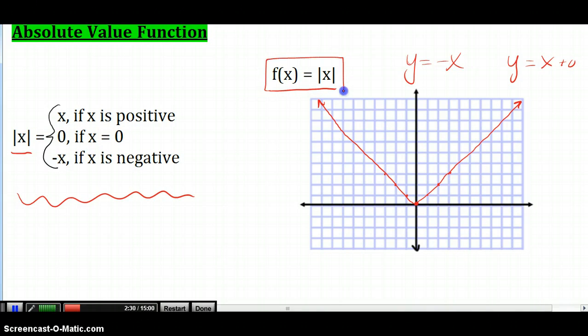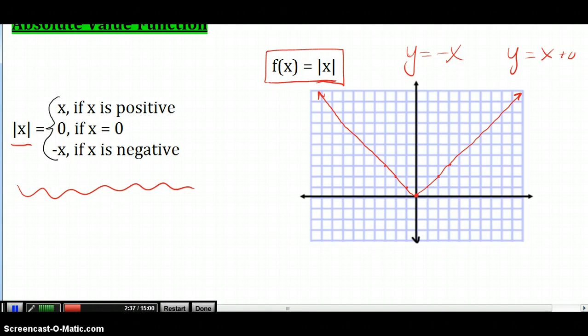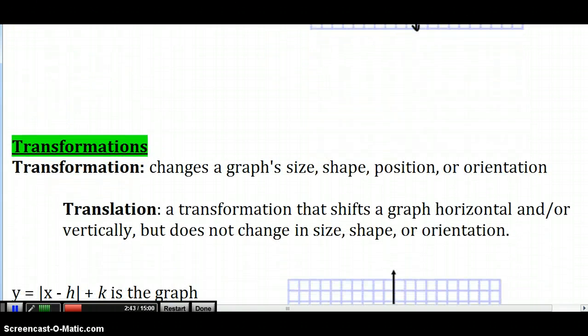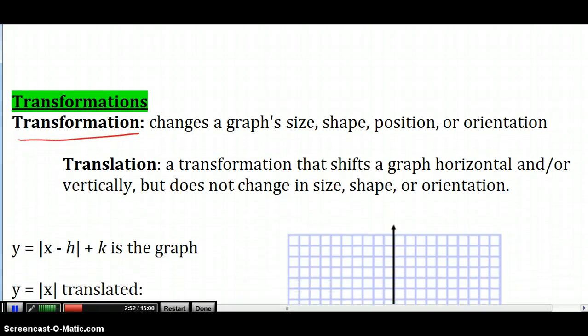F of x equals the absolute value of x is called a parent function. That means it's like the main function, and you can do transformations on it to move this V anywhere on the graph. So we're going to talk about transformations. A transformation is anything that changes the graph's size, shape, position, or orientation. And a type of transformation is a translation. A translation shifts the graph horizontally and or vertically.